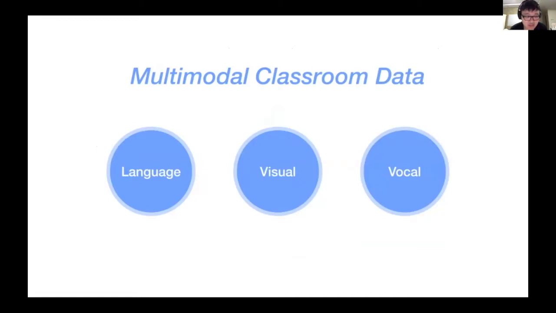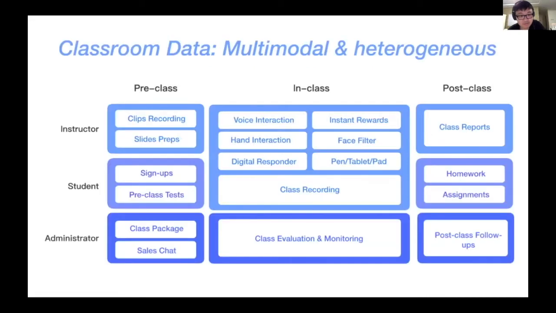Usually they are made up of three types of data: the language data, the visual data, and the vocal data. Here is an example to show you what types of data we can get from the classroom. It is split into two dimensions. The x-axis indicates when the data is generated: before the class, in the class, and after the class. And the y-axis shows who generated the data. The data can be generated by the instructor, the student, or the administrators.